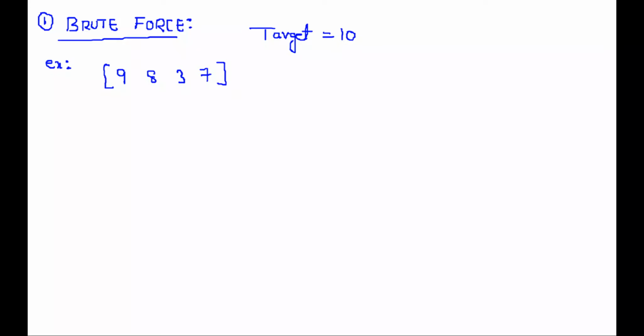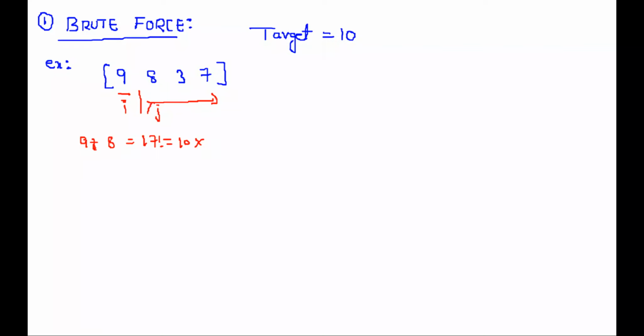Here, first I have taken 9. Let us suppose this is I. From 9, this is I. The remaining elements we have to see on the right-hand side. Let it be J first of all. Now I will take the pair 9, 8. So 9 plus 8 is equal to 17. 17 is not equal to 10. So this pair is not useful.